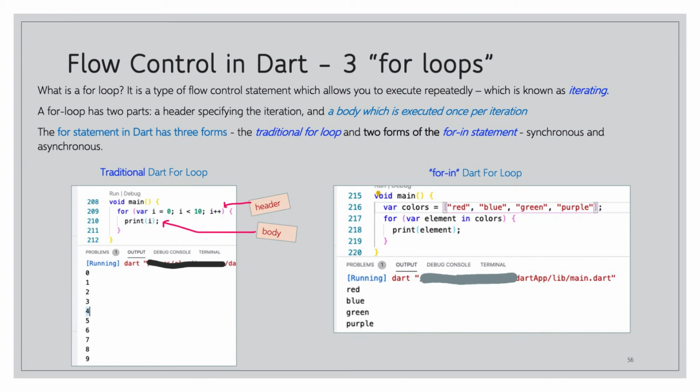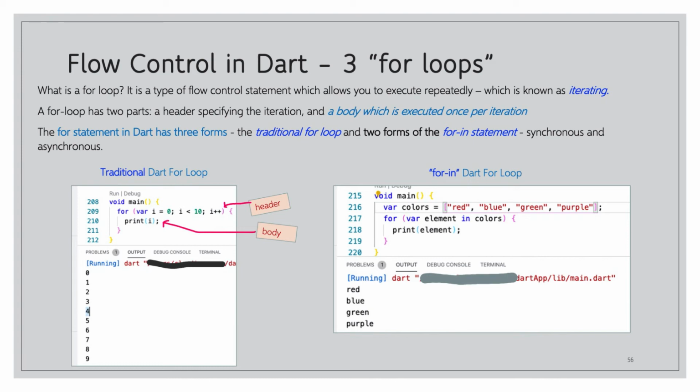The for statement in Dart has three forms. There is the traditional for loop and two forms of the for in statement. There's a synchronous variety and an asynchronous variety. Now, so far, all we've written is synchronous code. We will get to asynchronous in a later module.